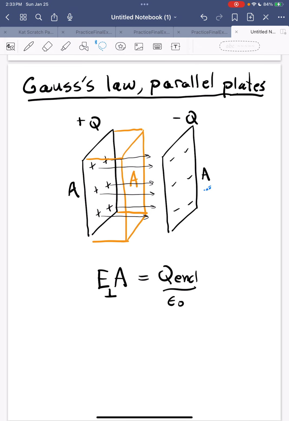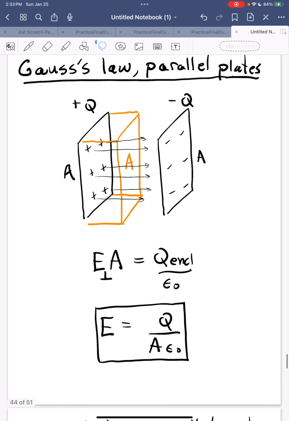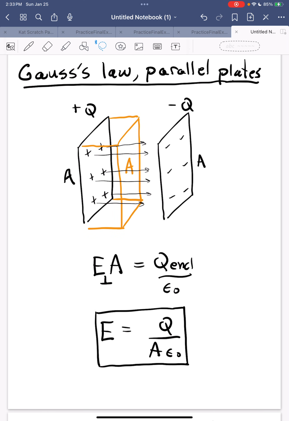So the next step is pretty easy. All I want to do is isolate E by dividing both sides by A. And I do that right here. And that's all there is to it. E, then, the electric field at any point between these plates, is going to be the charge that's enclosed by that Gaussian surface, so that'll be positive Q, because that's all the charge on that plane, divided by A times epsilon naught. I just divided both sides by A, and now I get this formula.